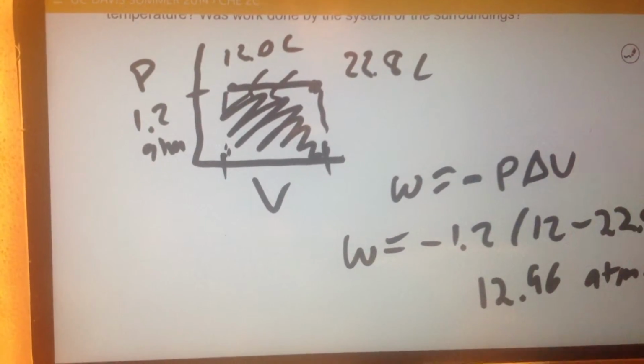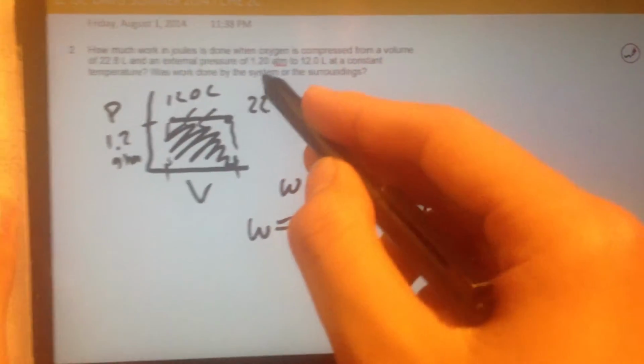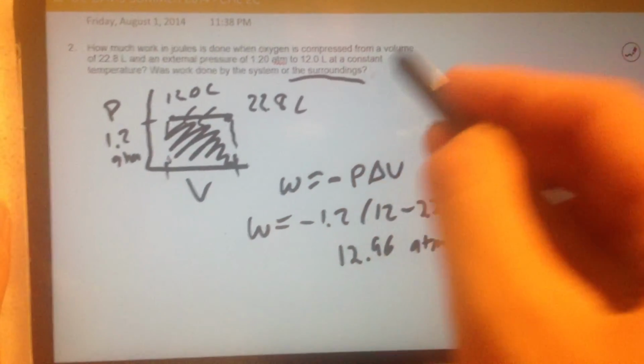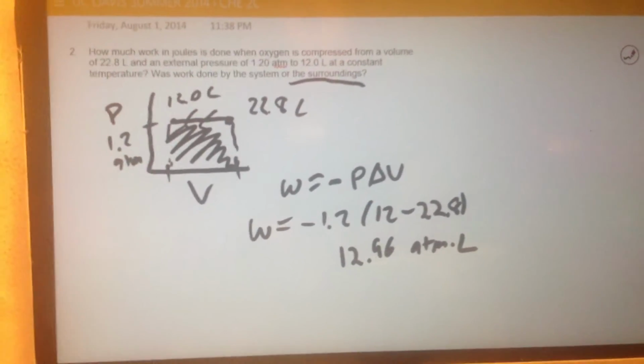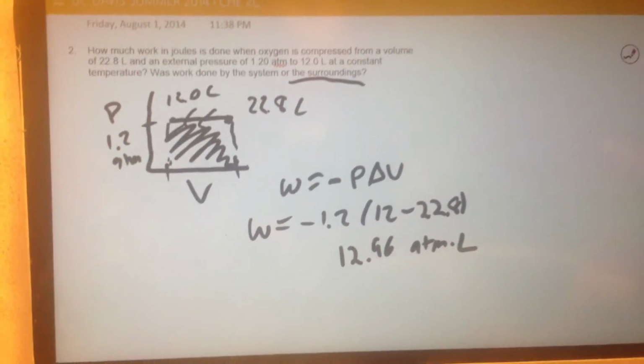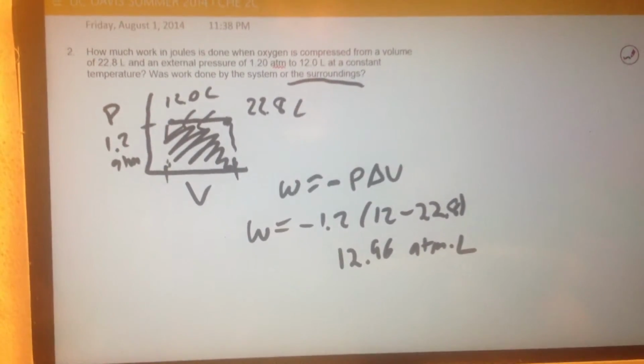And is it positive or negative? It's positive, right? So first of all, this means that work is being done by the surroundings, because basically what's happening is work is compressing the gas, and so in order for work to compress the gas, you have to put work on the system. The system isn't doing work.